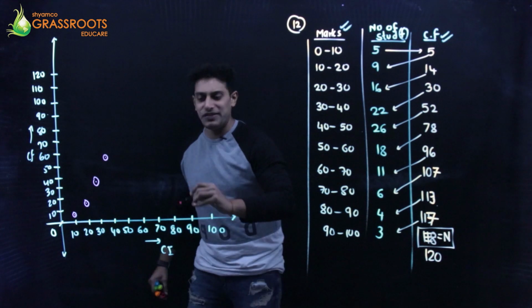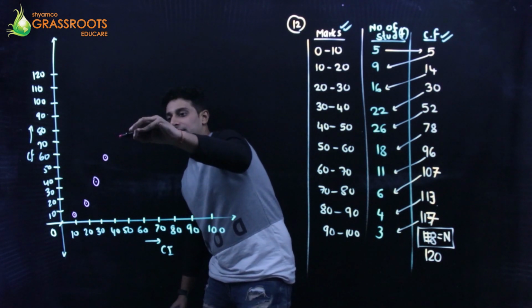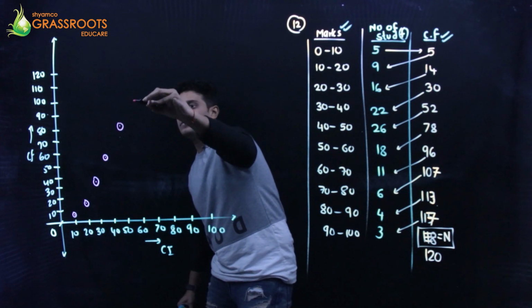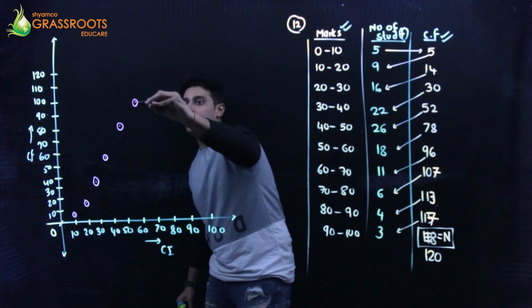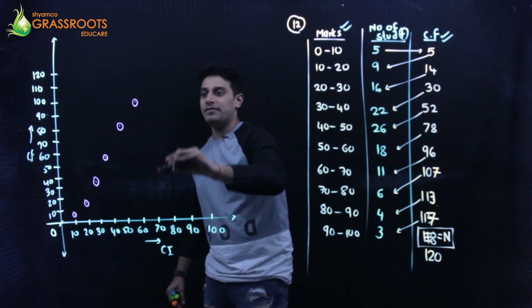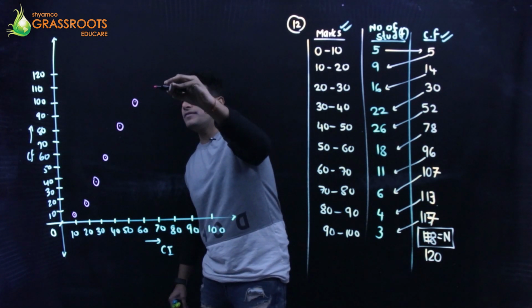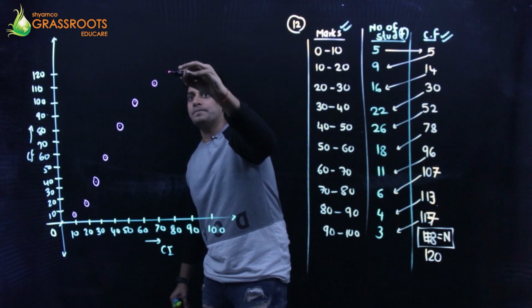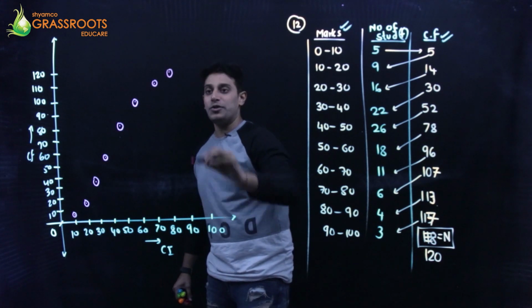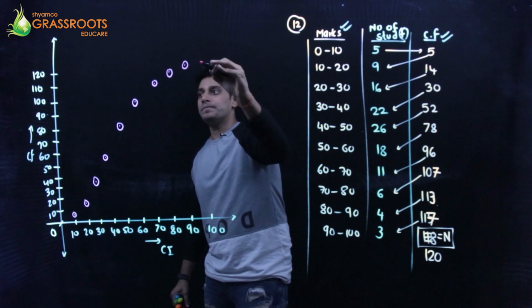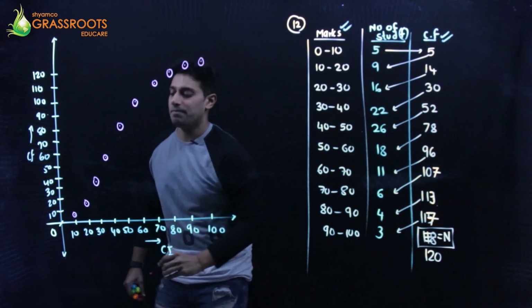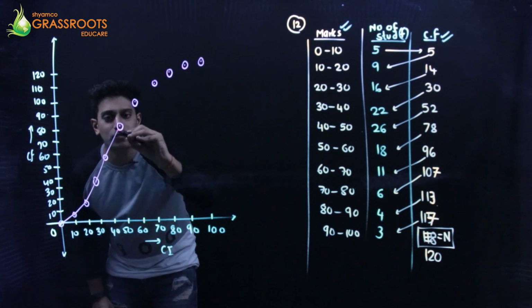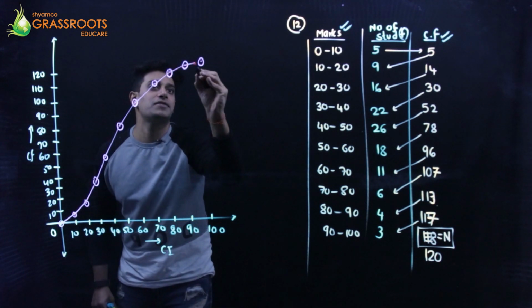Second division, 78, 96. 107, 113. 117 and 120. So you just make it freehand, but try to draw straight lines.